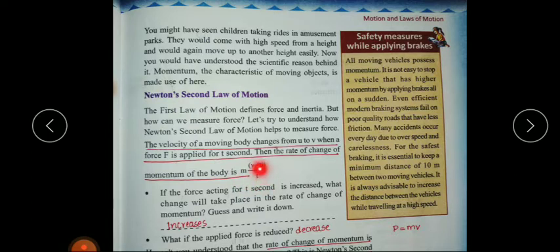So if you open this bracket, what we will get? mv minus mu divided by t. That is change in momentum divided by t. If the force acting for t seconds is increased, what change will take place in the rate of change of momentum? So on increasing the force, what will happen to the rate of change of momentum? On increasing the force, the rate of change of momentum also increases.